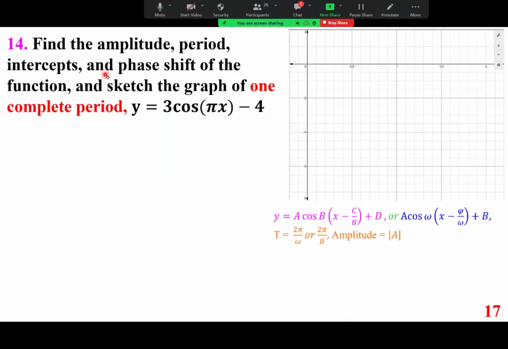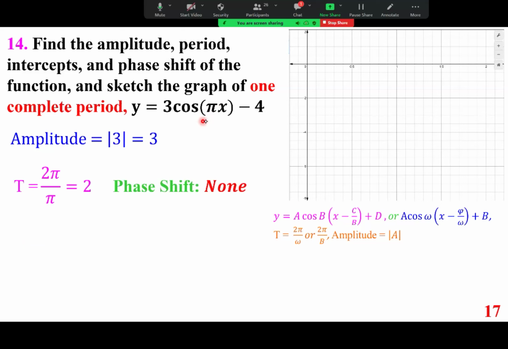Find the amplitude, period, intercepts, and phase shift of the function and sketch the graph. Y equals 3 cosine pi x minus 4. And of course, the amplitude is 3. These are the information we have seen before. The amplitude is 3. T is 2 pi, and you divide it by the coefficient of x. Remember that. That gives you 2. There is no phase shift, everybody.